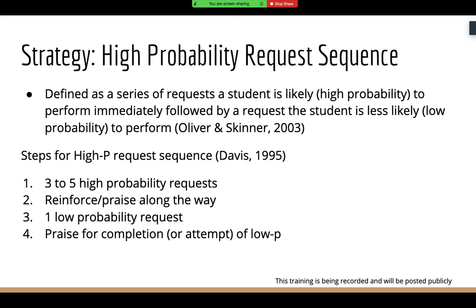Put your hands on your lap. Great, you put your hands on your lap. Put the toilet paper in your hand. Good job, the toilet paper is in your hand. Now you wipe from front to back. And then you hand over hand teach them how to wipe from front to back. So that's the low probability request within that sequence.